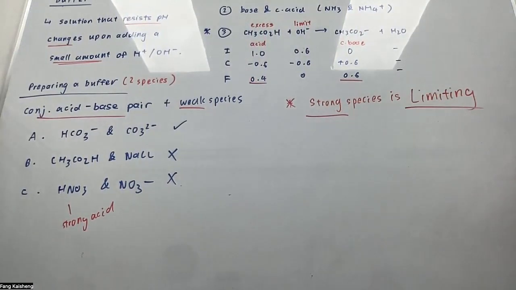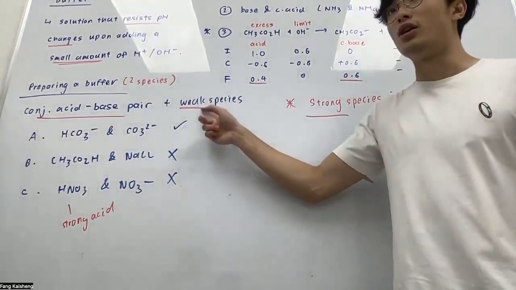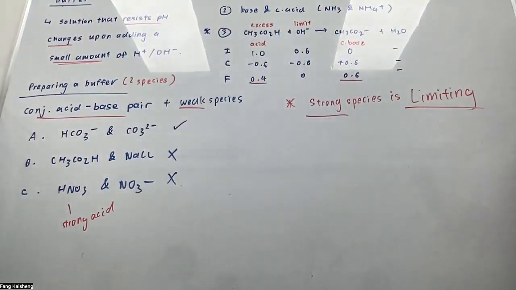Why is the strong limiting? Okay, how do you remember this? How does this make sense? Guys, can you have any strong species in your buffer? As I mentioned, no strong species. So if you don't want any strong species inside, should it be limiting or excess?